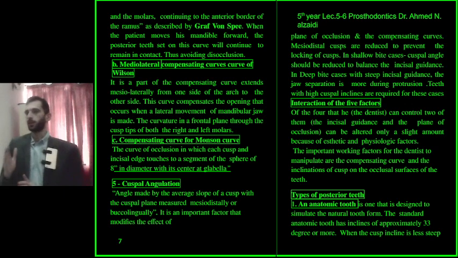Number 5. Cuspal angulation. Angle made by the average slope of a cusp with the cuspal plane measured mediodistally or buccolingually. It's an important factor that modifies the effect of plane of occlusion and the compensating curves. Mediodistal cusps are reduced to prevent the locking of cusps.